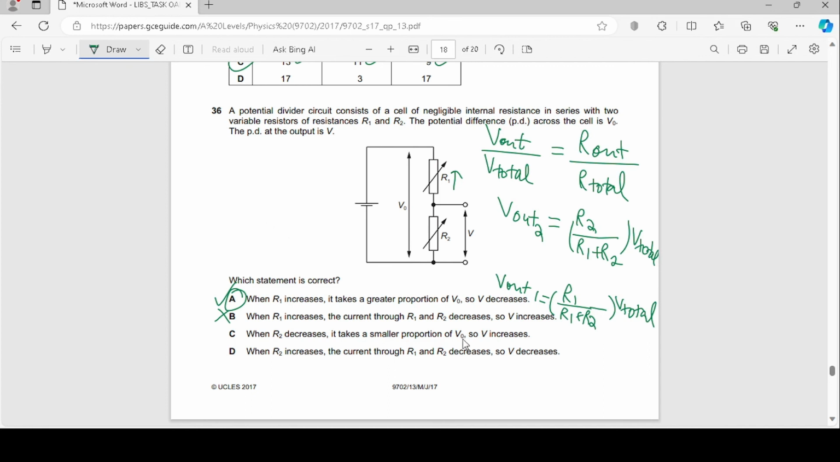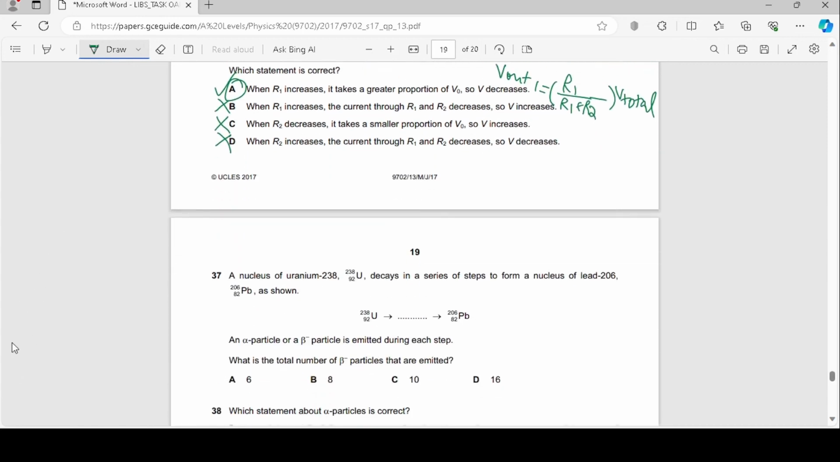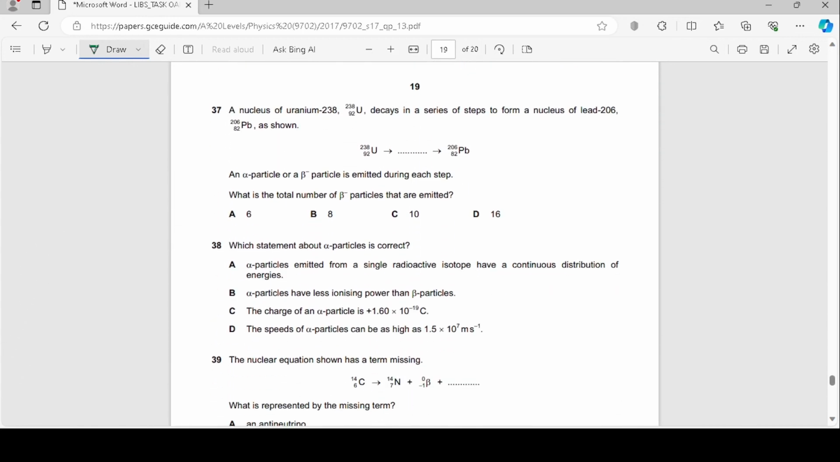When R2 decreases, it takes a smaller proportion of V naught, so V increases. When R2 decreases, it takes a smaller proportion of V naught, that is correct, so V increases. No, if it takes a smaller proportion of V naught, then V should decrease because there's direct proportion, right? So that should be wrong. And then when R2 increases, the current through R1 and R2 decreases, so V decreases. Again, I don't really like the fact that current is changing, so I'm just going to cancel that, and so A is going to be my correct answer. Okay, next question.